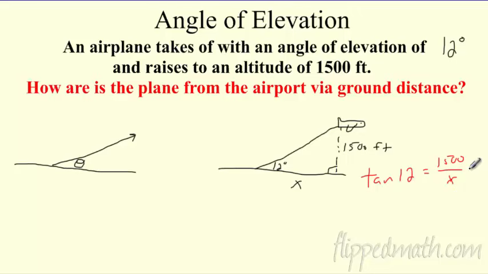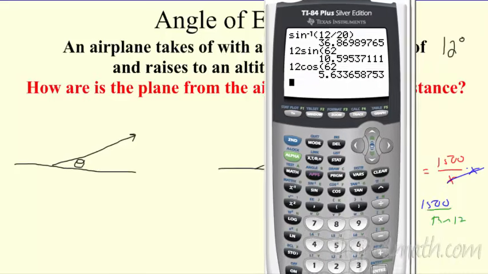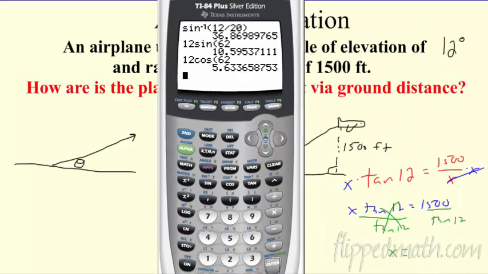Again, to solve this one, I'm going to multiply both sides by x, and that gives me x tangent 12 equals 1,500. And then I'm going to divide both sides by tangent 12. Tangent 12 is just some decimal, some trig ratio. Old school, we had to look these up in the back of the book, before scientific calculators. That's how old we are here. I had to flip back and find 12 degrees.